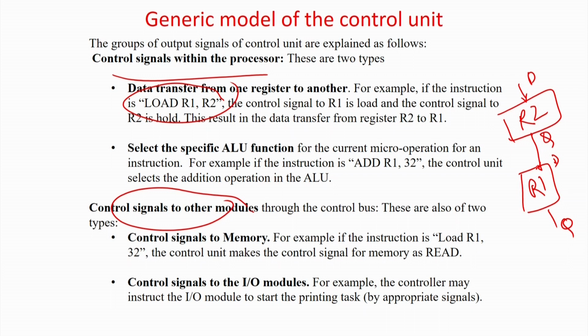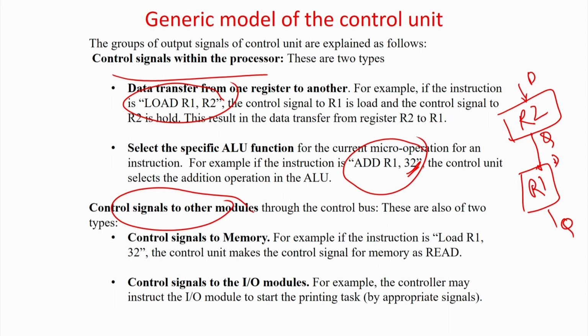As registers are internal to the CPU, there is no signal to be given as output on the control bus. For example, if you say add R1 32, assume it is an immediate operation. The 32 is nothing but an absolute value that you have to add to R1. In this case also, if 32 is a memory operation, then it will be an external signal. But if I assume 32 to be an immediate operand, then you have to add R1 and 32.